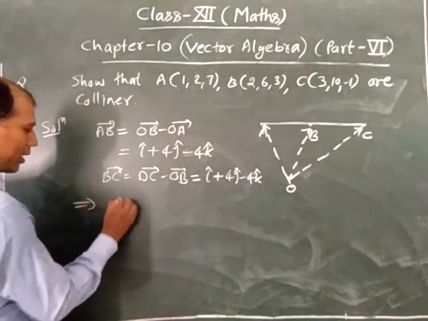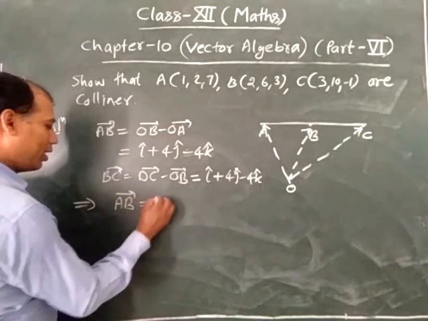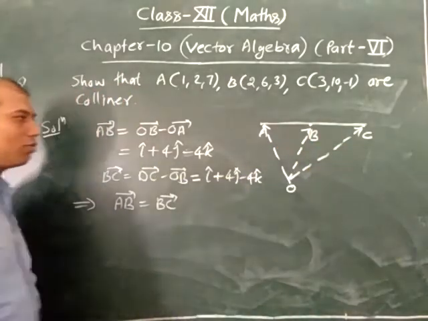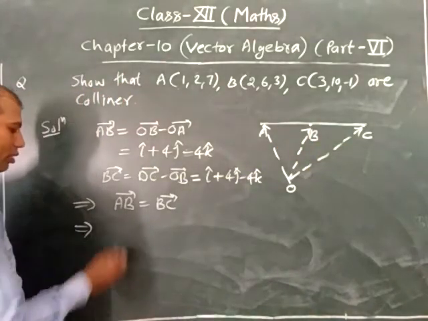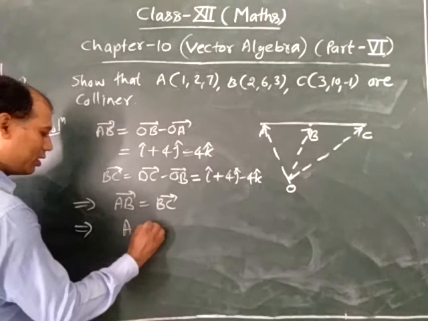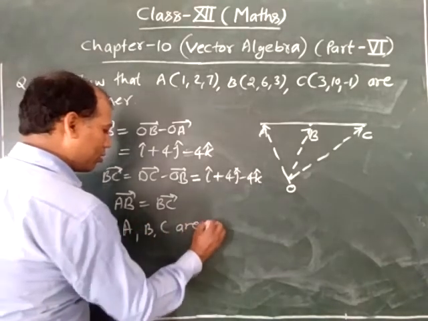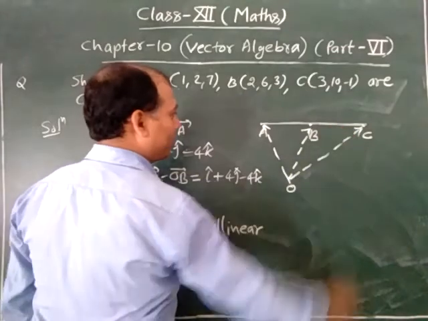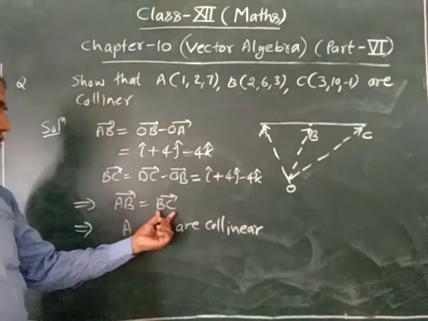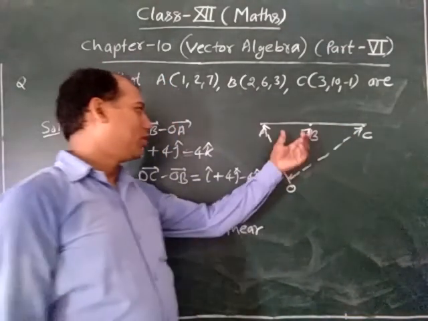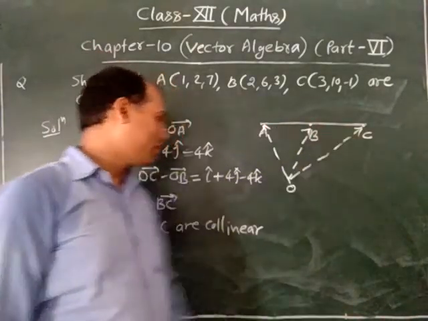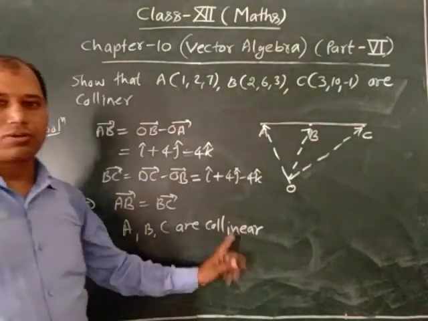That means vector AB is equal to vector BC. Vector AB and vector BC are equal. This shows that A, B, C are collinear. Because vector AB and BC are parallel vectors, AB equal to BC. And this is possible only if these 3 points are collinear. So we can write A, B, C are collinear.